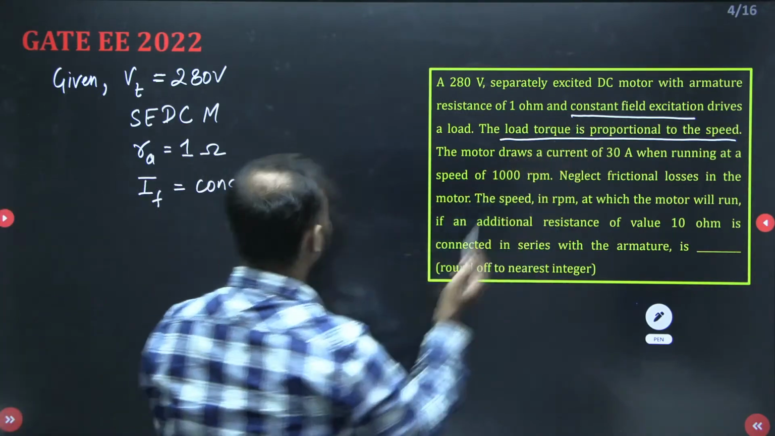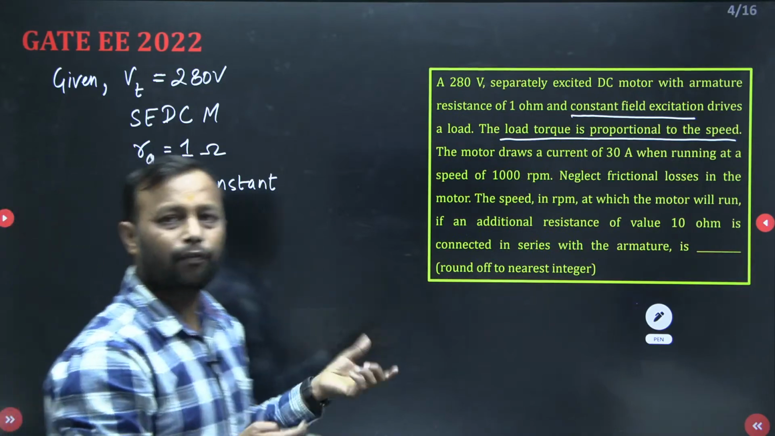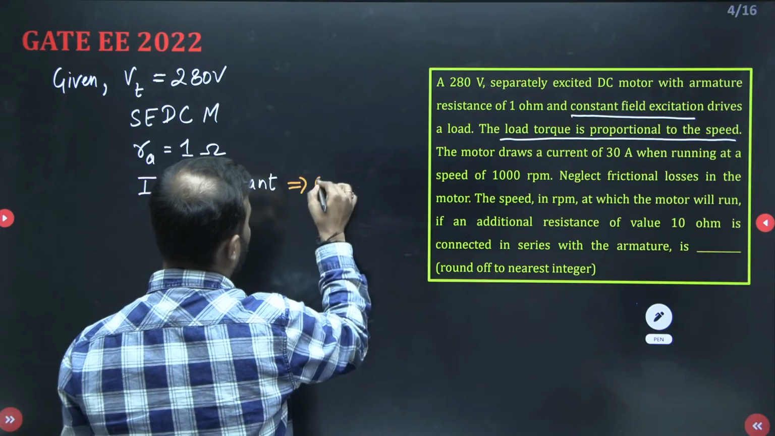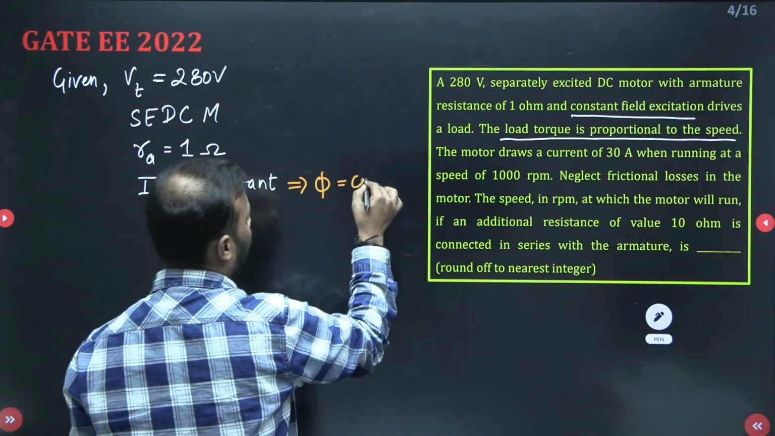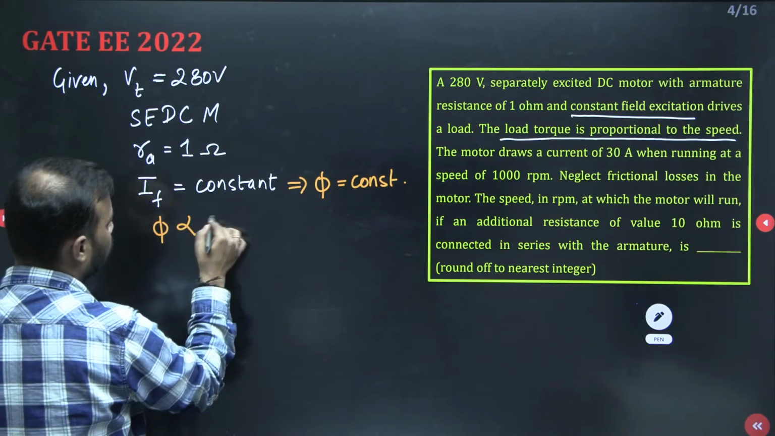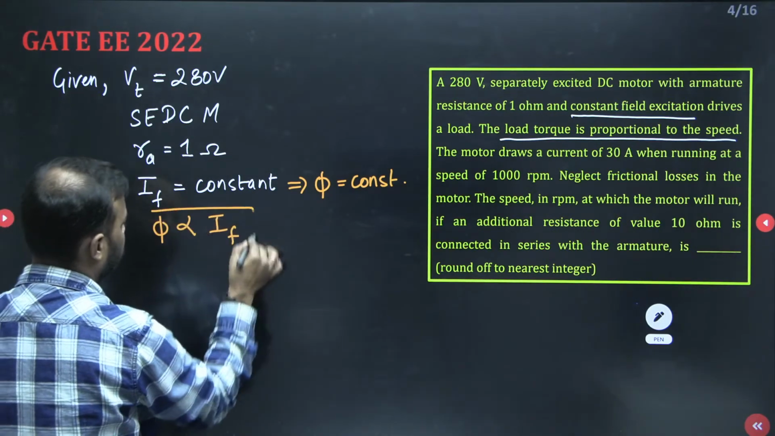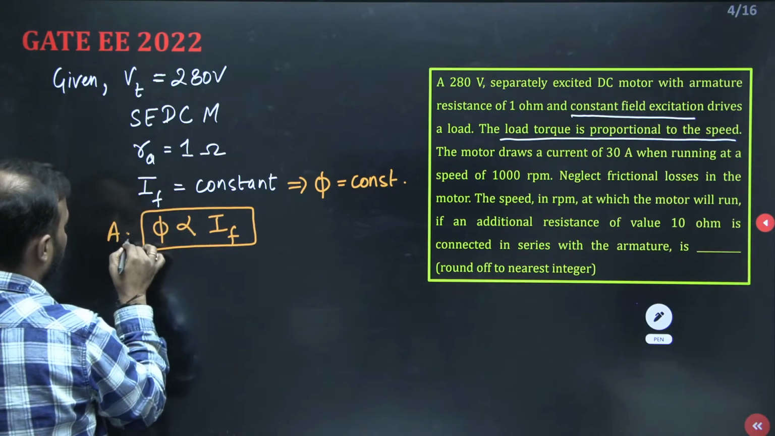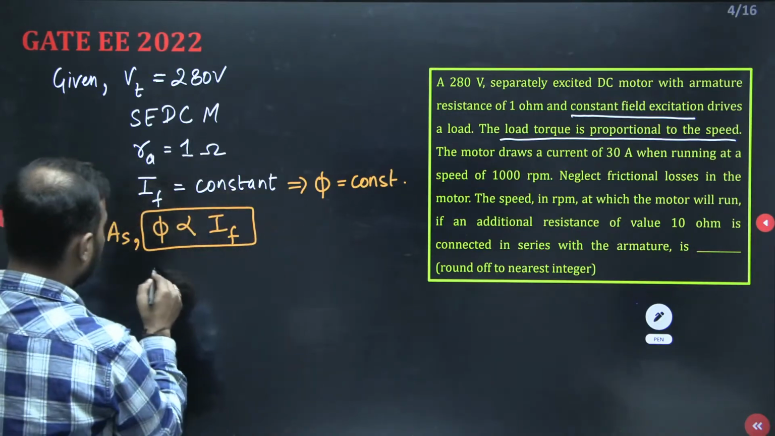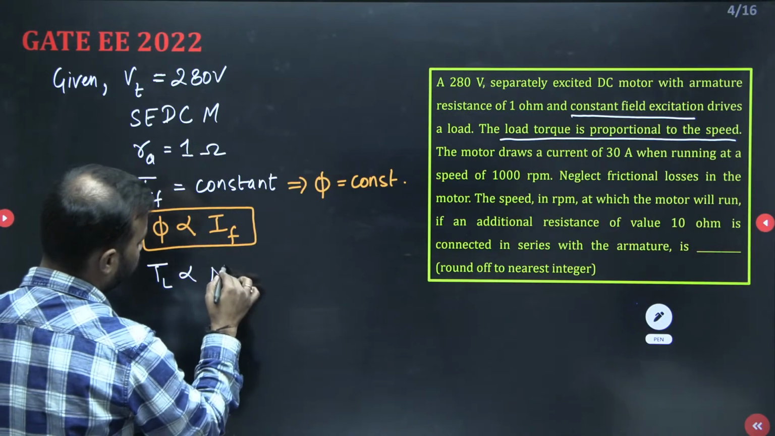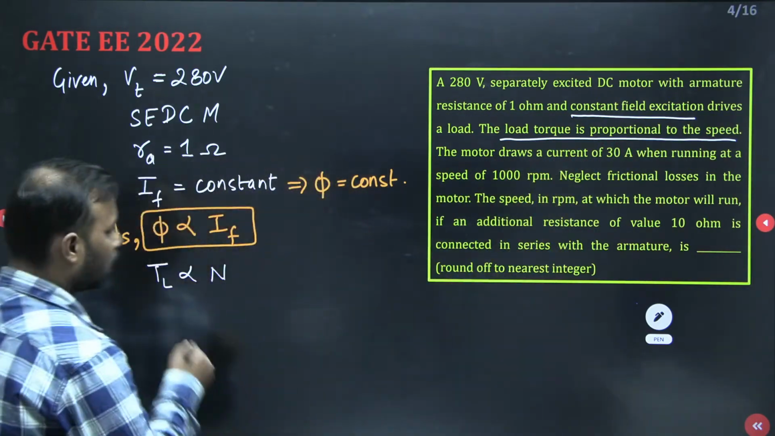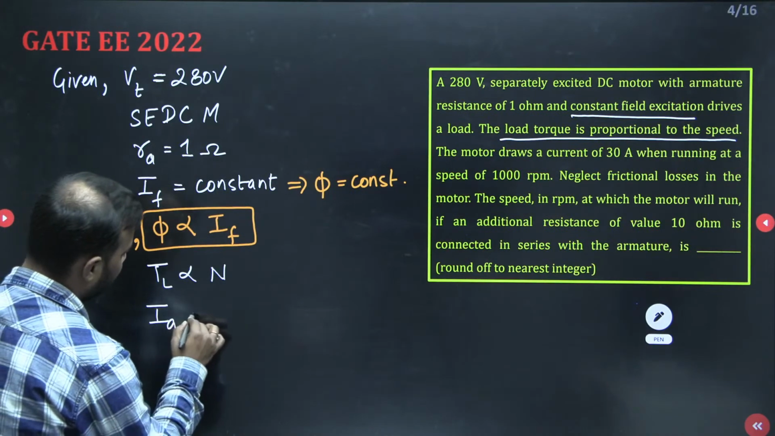The constant field excitation means IF is constant. So whenever field current is constant, it implies that field flux is also going to be constant. Why, sir? Because flux is proportional to field current. This is very important. Now the load torque is proportional to your speed, the rotor speed. Now the motor draws a current of 30 ampere. It means that your armature current is 30 ampere.